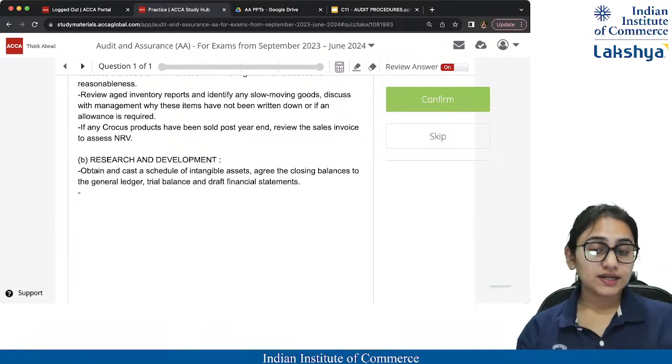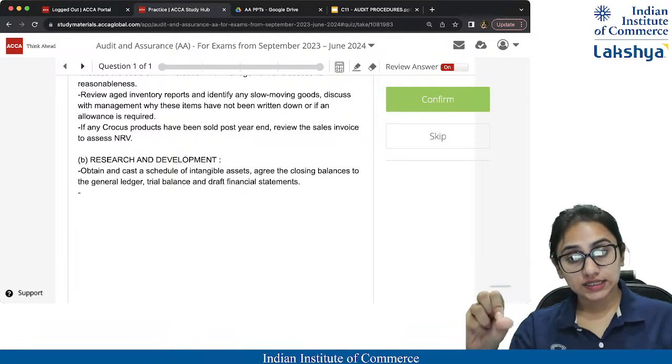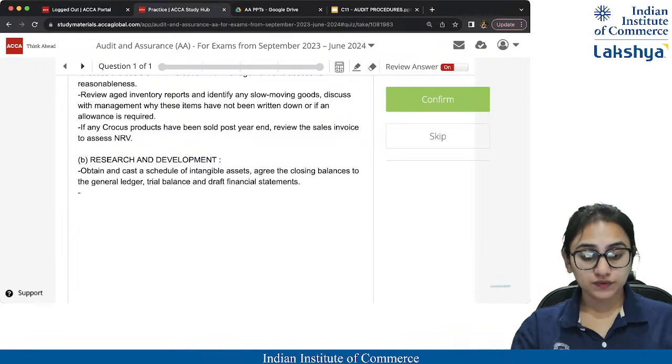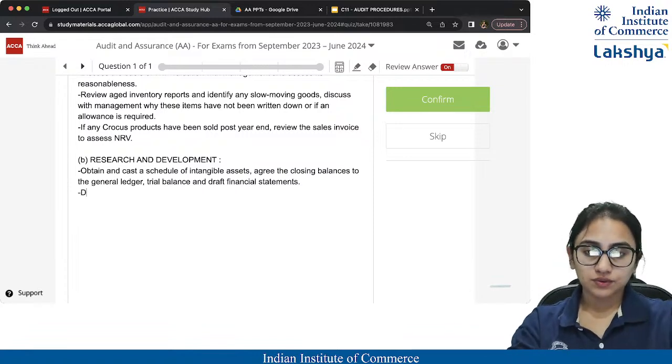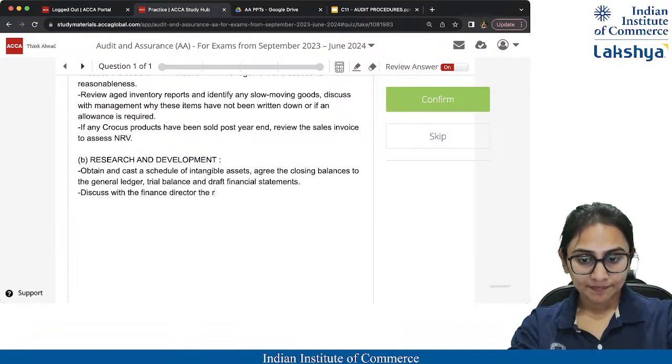Now the finance director has said that the useful life is 4 years. But on what basis has the director decided this rationale of having a 4-year useful life? Discuss with the finance director. So discuss with the finance director the rationale for the 4-year useful life and consider its reasonableness.